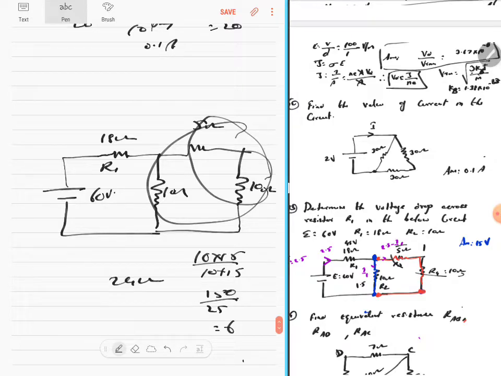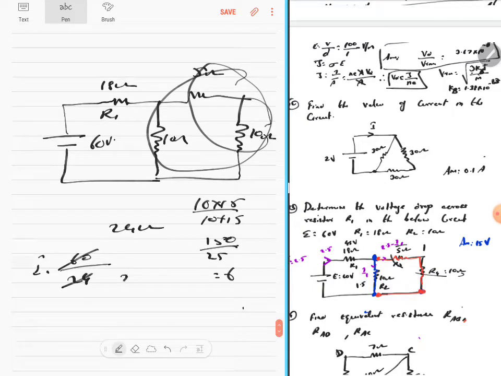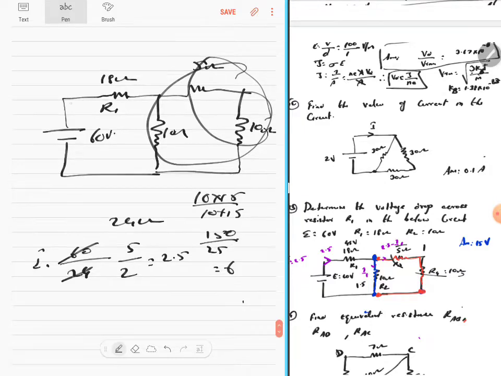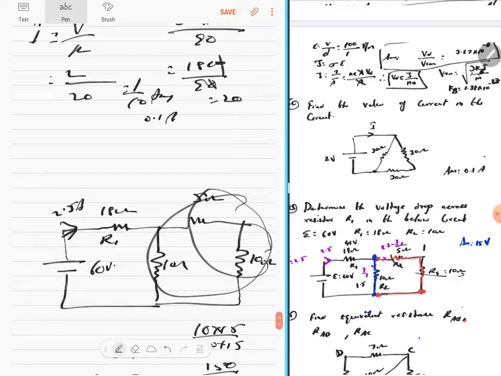You know the current will be voltage by resistance, 60 by 24. Whatever that is, we can cancel with 12: 12 twos are 24, 12 fives are 60. Therefore, the answer is 2.5 amps. If you know the current through this circuit is 2.5 amps, you can multiply that with 18, that will give you the potential drop across the 18 ohms. So, 18 into 2.5: 18 into 2 is 36, 18 into 0.5 is 9, so 45 will be the potential drop.